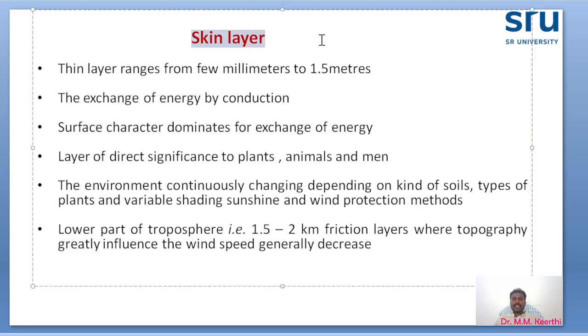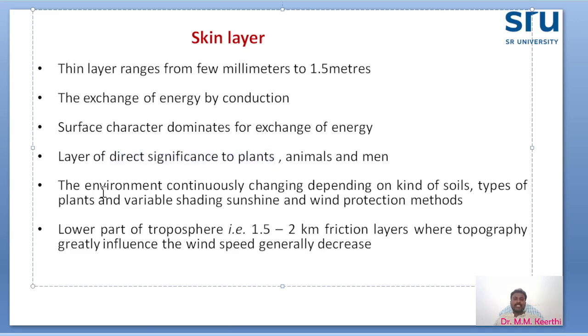Okay. The next layer is called the skin layer. In the troposphere region only, the skin layer is there. A few millimeters up to 1.5 meter is called the skin layer. Here the exchange of energy takes place by the process of conduction. Surface characteristics dominate the exchange of energy. This layer has direct significance to plants, animals, and human beings.